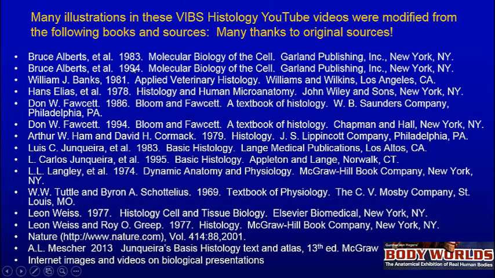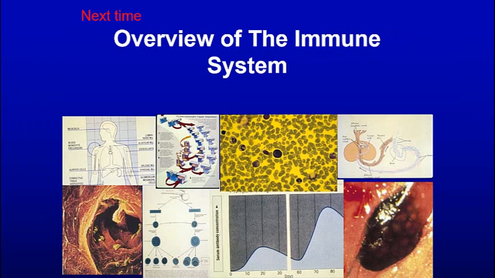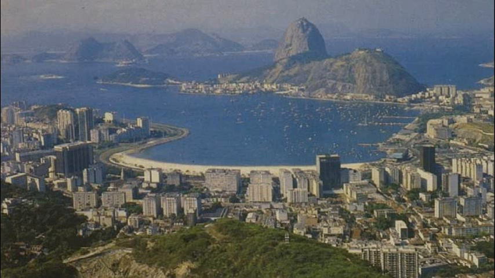There were several books we used and samples of Body Worlds, thanks to them, where we used illustrations that came out of the book. I don't want to take credit for any of those. I didn't make any of those. I did take some pictures, but the original source of these illustrations that you saw are from these textbooks, and we thank them. Next time we're going to talk about an overview of the immune system.